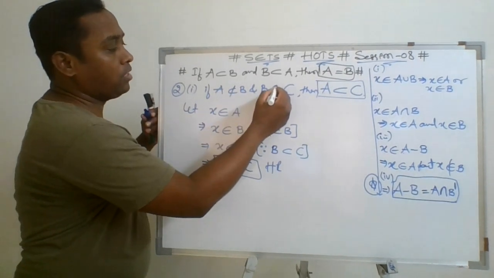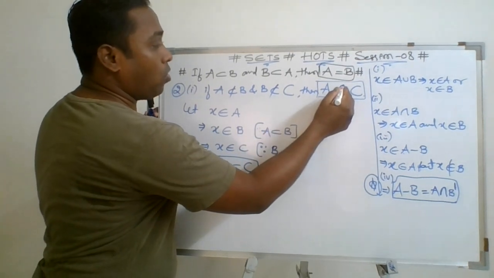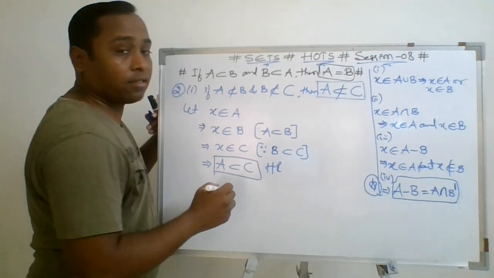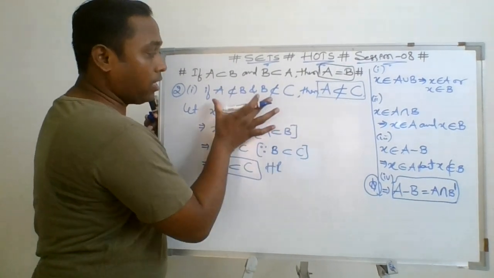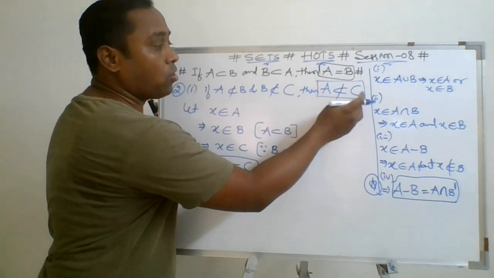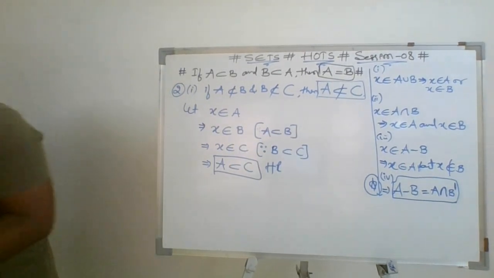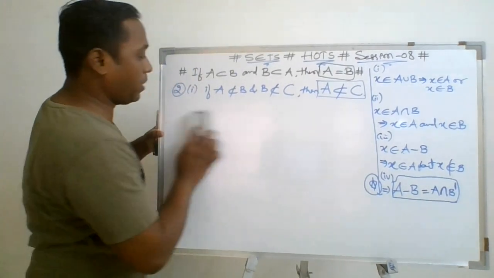Now the reverse condition, second part है: if A is not a subset of B, B is not a subset of C, then A is not always a subset of C. Okay, it's not always. We have to prove अगर ये दोनों condition हैं, जरूरी नहीं है कि A is not always a subset of C. I am writing the question in proper language and then we will discuss that second part.